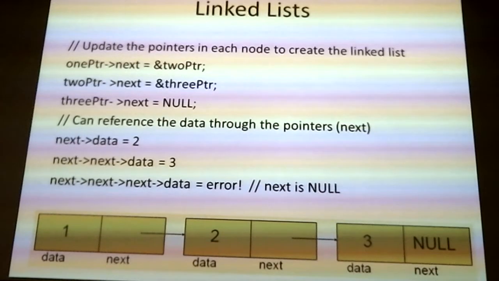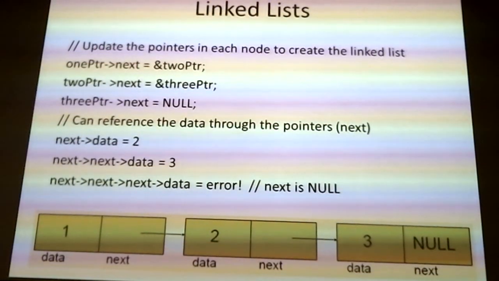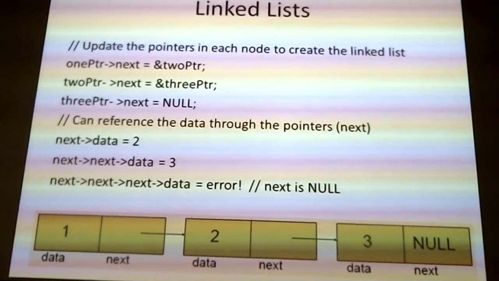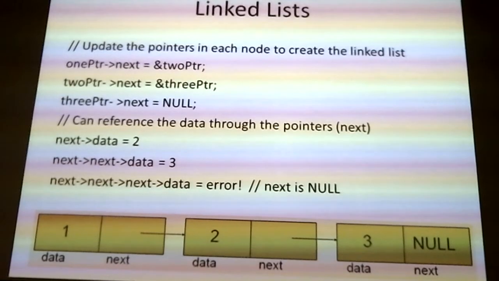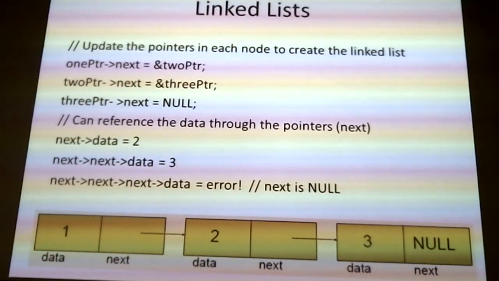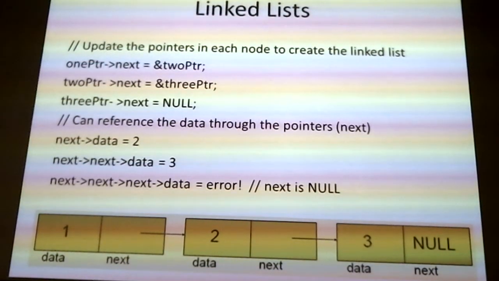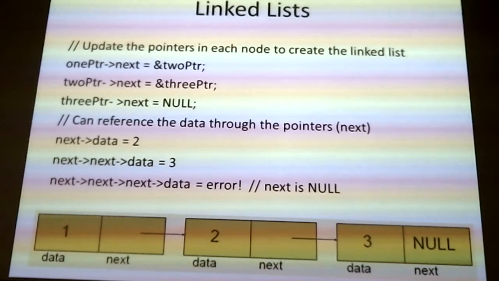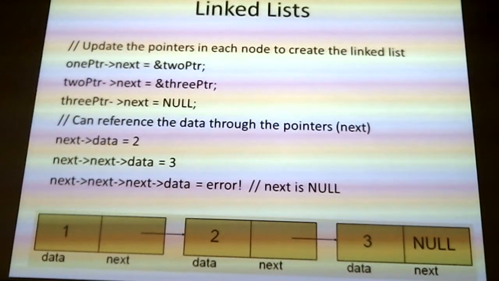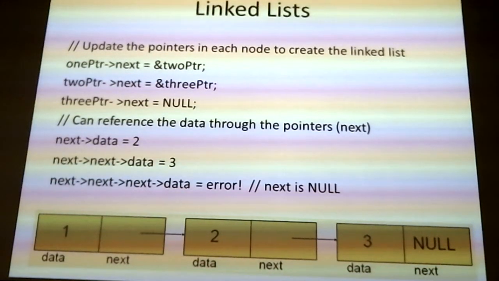Cool? Okay. So here, this is kind of interesting that we can actually reference data just through the pointers and the struct. So in reality, the first next data is 2. If you do next next data, it is 3. You go to the next one, and you get an error, because there's nothing after that, right? Make sense? All right.